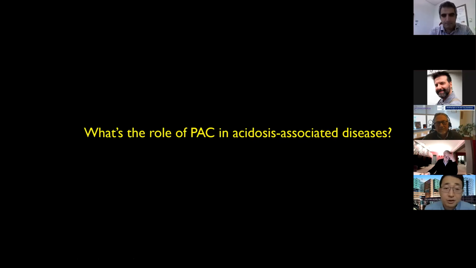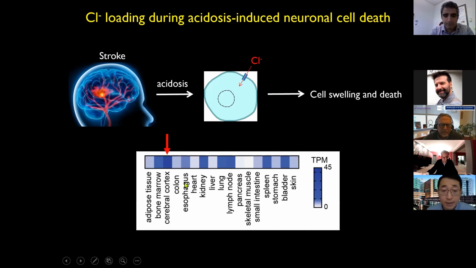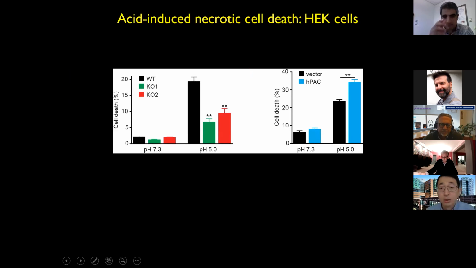So the last question is, what is really the role of PAC? There are many diseases associated with acidosis where it could play a role. Obviously, one of the places people typically think about is stroke, where you have acidosis, chloride loads cells, and causes cell swelling and death. And indeed, PAC is widely expressed, but also highly expressed in the brain. So we looked at that.